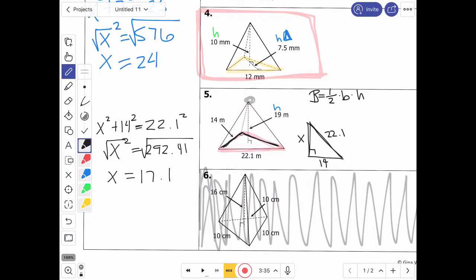Okay, you do not have to do the Pythagorean theorem in number 4, so don't freak out and think you're doing something wrong. Number 4 gives you everything that you need.